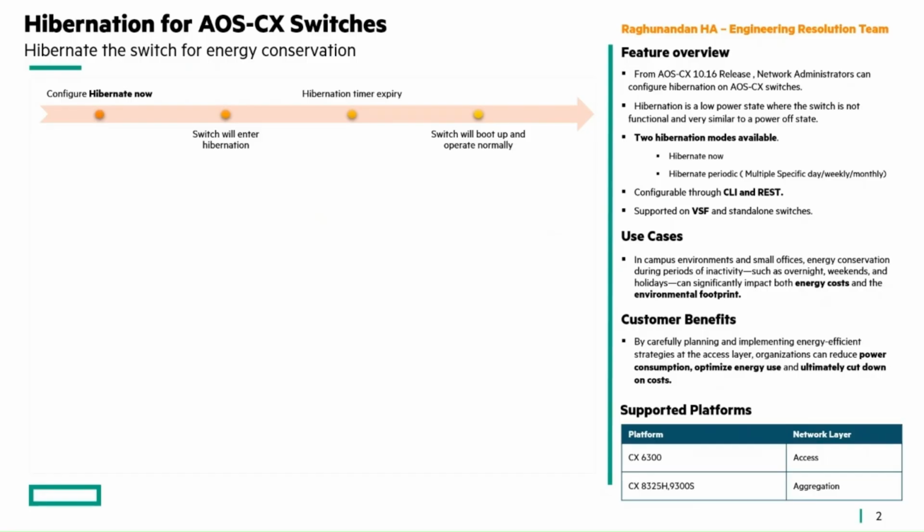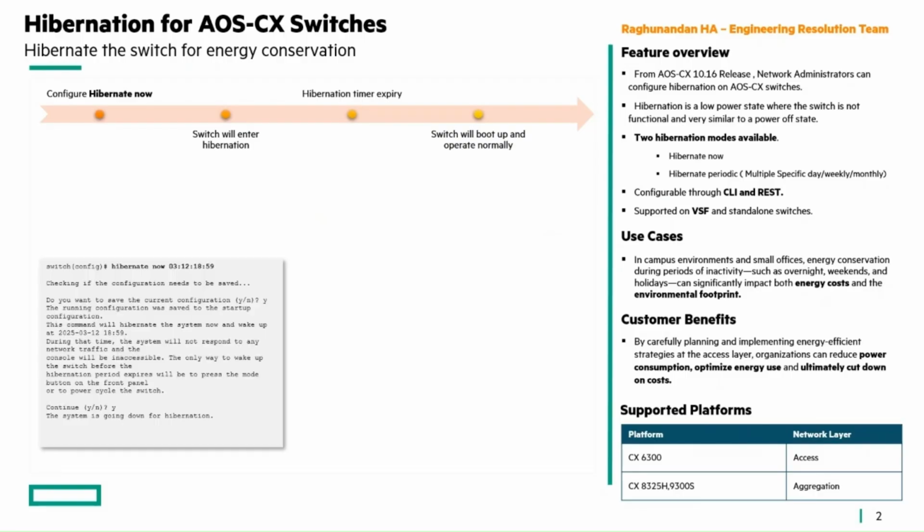So let's see the configuration forward. Once you configure Hibernate now, the switch will immediately go to the hibernation mode and wait for the hibernation timer to expire. After that, the switch will boot up and start operating normally. So if you see the configuration, there is a command hibernate now, and you have to specify the end time here.